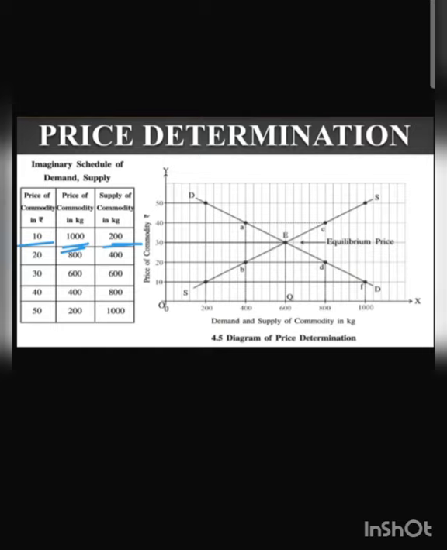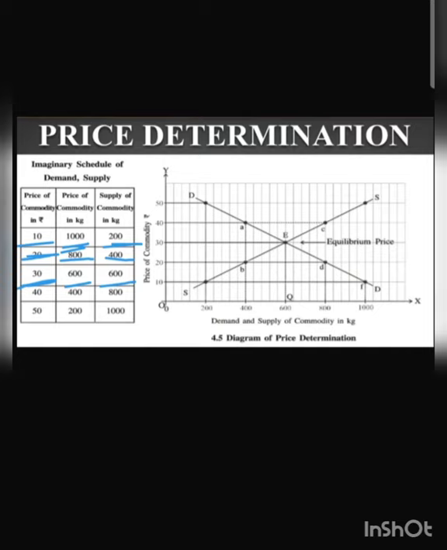As and when we go further, you can see the price increased to 20. The demand for the commodity is 800, but the supply didn't match that, it is quite less, only 400. Thereafter you can see the price is 30, and the demand and supply at the price 30 are equalized at one point. So the demand is also 600 and the supply also is 600.